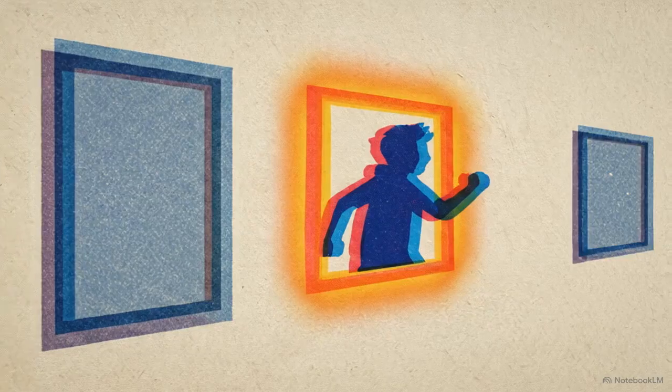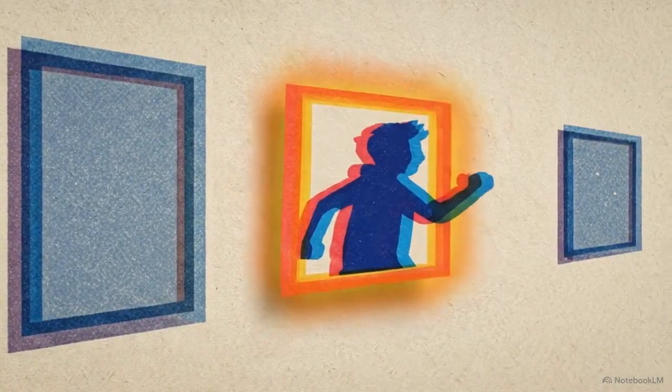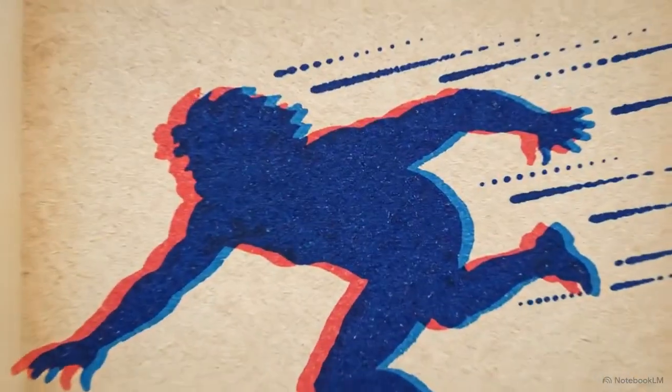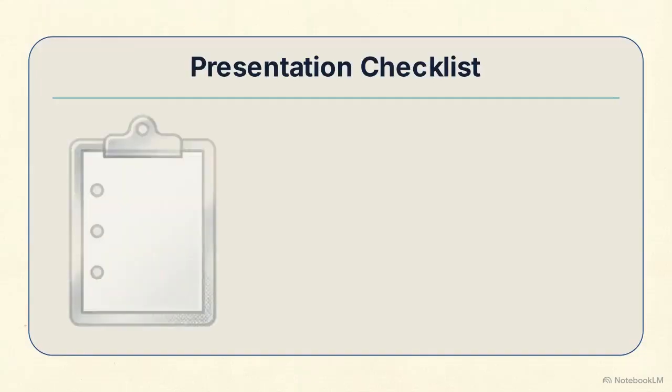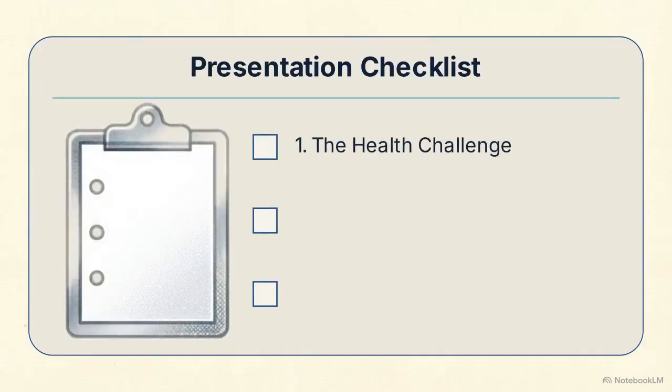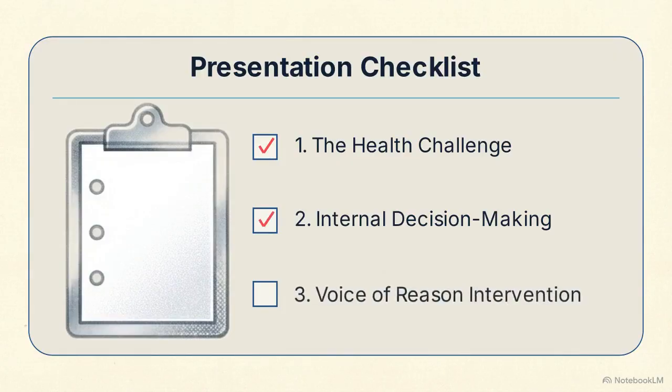Watch how all those pieces come together on the gallery wall. The final step takes place on Friday. We will open the class Padlet, and your group will stand up and present your digital poster and animation live. You will need to hit 3 specific talking points. Walk us through the health challenge you selected. Explain the internal decision-making process of the teenager, and break down exactly how your voice of reason character intervened.